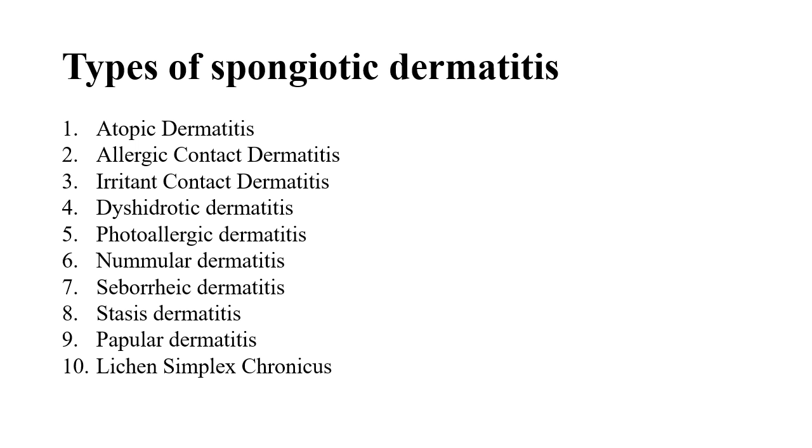Now, what are the different types of spongiotic dermatitis? These are atopic dermatitis, allergic contact dermatitis, irritant contact dermatitis, dyshidrotic dermatitis, photoallergic dermatitis, nummular dermatitis, seborrheic dermatitis, stasis dermatitis, papillary dermatitis, and lichen simplex chronicus.